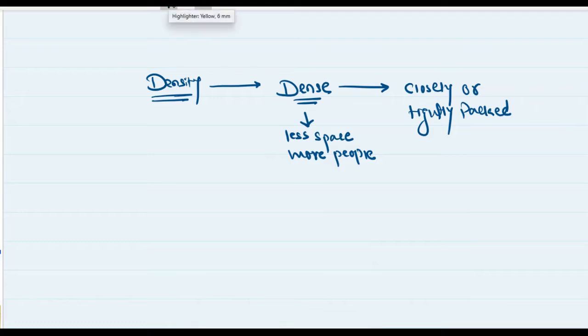So in the place of people, I will just remove this word people, and in the place of people, if I write more particles, is that fine? Because we are talking about substances in physics. We are not talking about cities or people. We are talking about substances. So dense substances means less space and more particles. Closely or tightly packed particles.